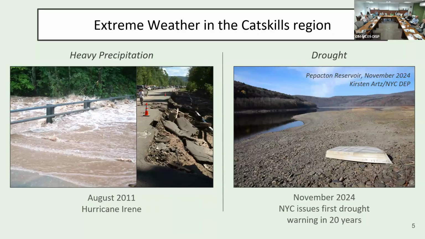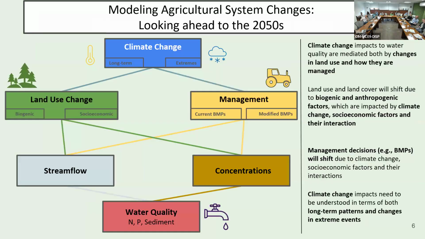They've been seeing increasing amounts of extreme weather in the Catskills. We've had hurricanes and lots of extreme rain events. But in addition, we've recently had New York City, this past fall, issue its first drought warning in the past 20 years. So drought may be an issue as well, which is a new cause for concern.